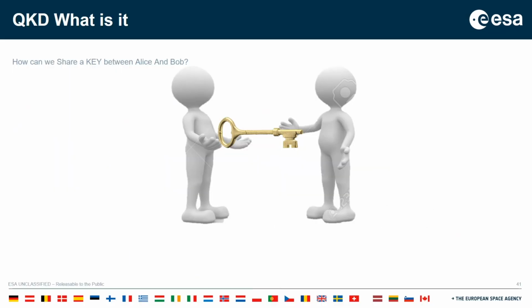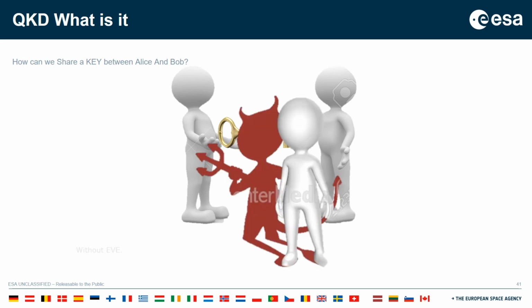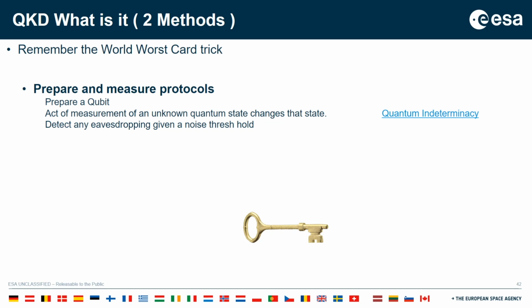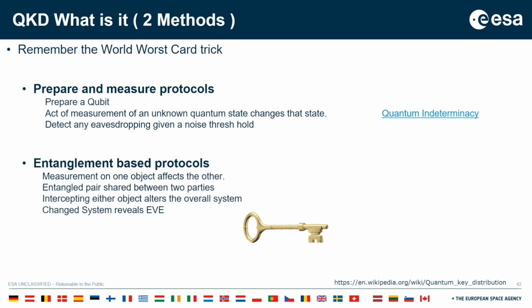So QKD. The challenge is, how do you share a key between Alice and Bob, the famous pair, without nasty little Eve listening and stealing the key? Okay, there's two methods to this. First, you remember the world's worst card trick? Well, we can use that for something called prepare-and-measure protocols. We prepare the value of the qubit, and if someone measures that qubit, someone else will know. So it can detect any eavesdropping because there's a noise threshold due to quantum interference. And you also use other protocols like entanglement-based protocols, in which both Alice and Bob would receive a qubit with the same value.